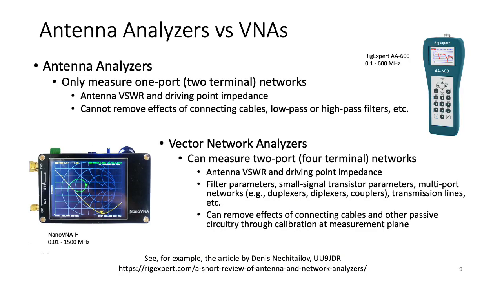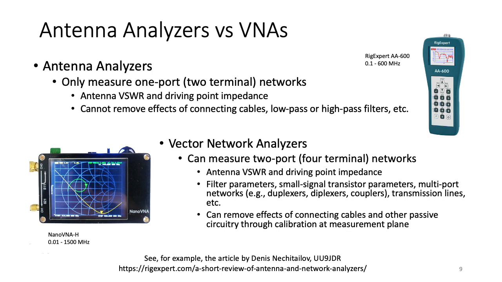As mentioned earlier, there's a difference between a standard antenna analyzer and a vector network analyzer. Antenna analyzers typically are designed to measure a single port or two-terminal network, antenna input, things of that nature, and they measure antenna standing wave ratio and sometimes the driving point impedance. For example, the Rig Expert AA600 will provide that information. Unfortunately, with an antenna analyzer, you cannot remove the effects of connecting cables or intervening low-pass or high-pass filters, etc.